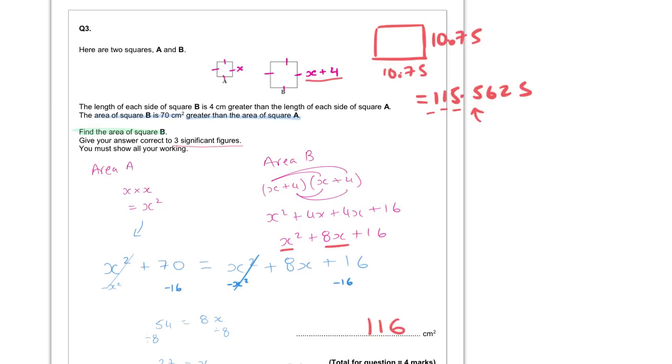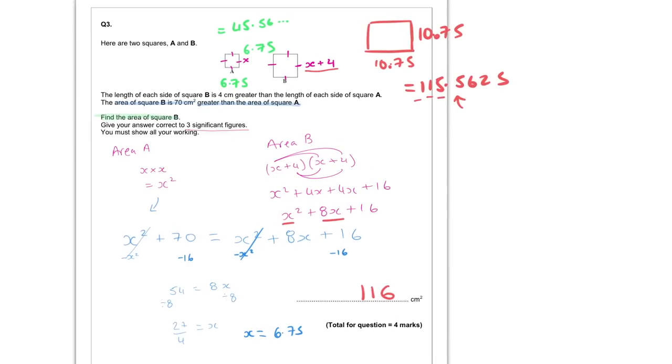Now, if I had a bit of time in the exam, I could actually see, am I even right? Who even knows? What do we know? Well, if we know that x is 6.75, let's just work out for fun the area of A. 6.75 squared, or times 6.75, and I get 45.56, etc., right? If I add 70 to that, am I going to get roughly 115? And I am. So I know that I'm right. You can walk out of that exam with a guaranteed 4 marks.